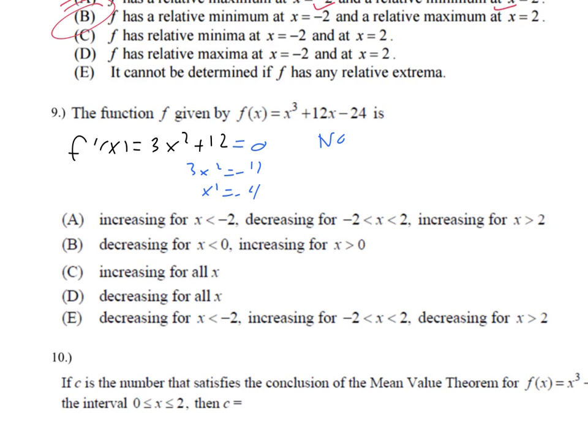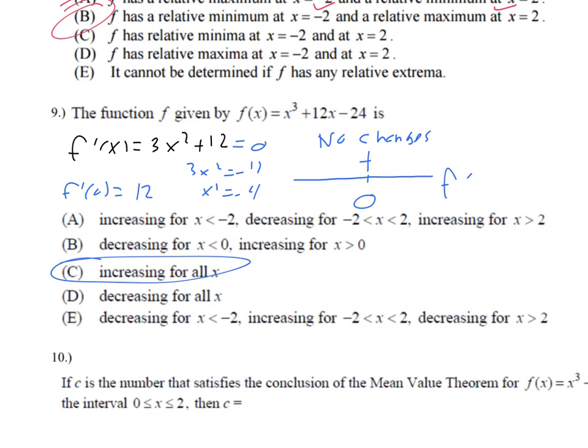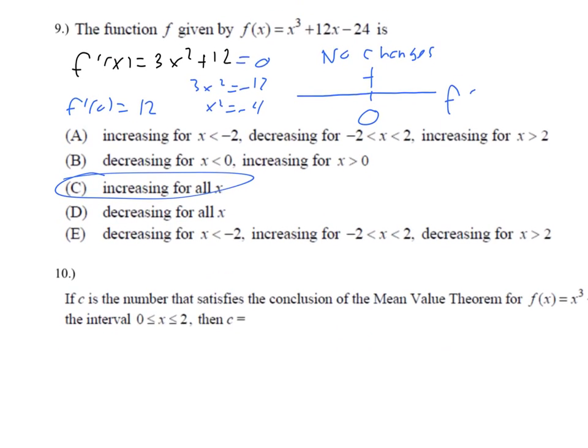No changes, because there's no place where my derivative can change from positive to negative, because there's no place where my derivative is equal to 0. So let's just pick any x value we want. A good x value to pick is 0. F prime of 0 is equal to 12. So we get a positive number. That would mean that I'm increasing for all x, because my derivative is always positive.